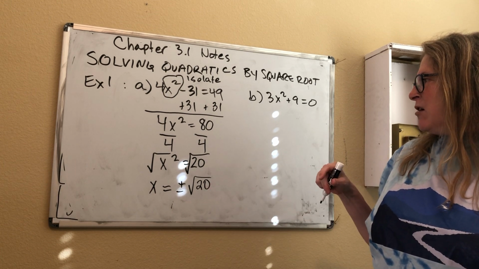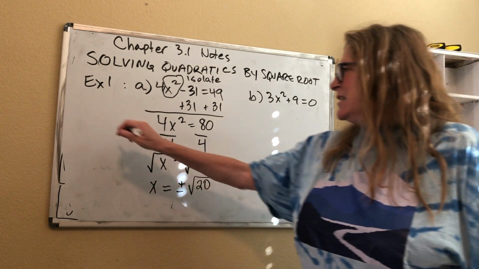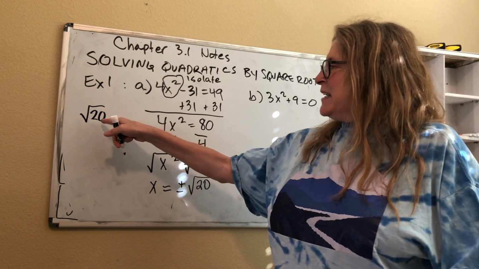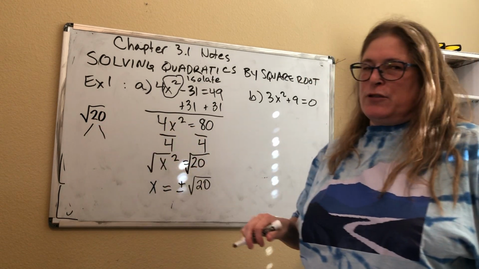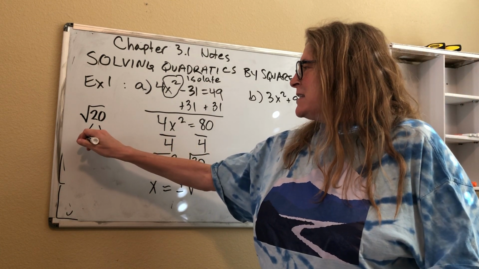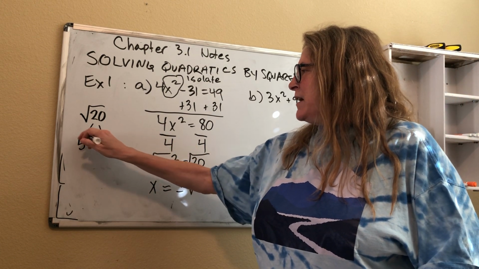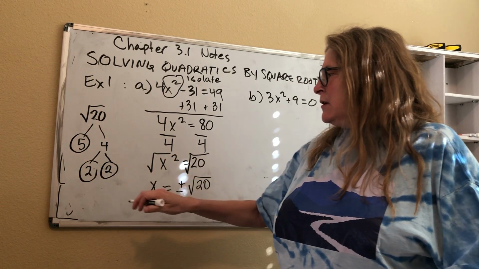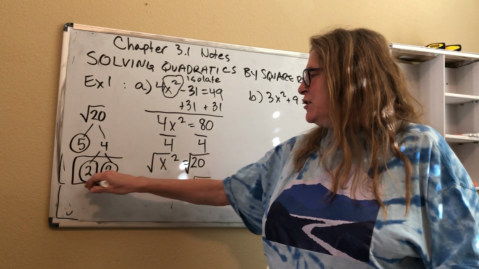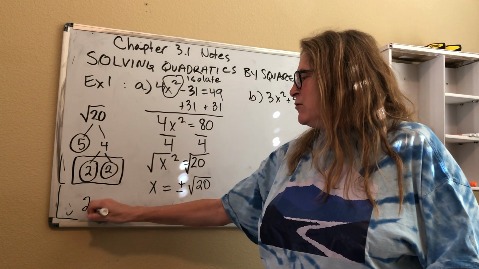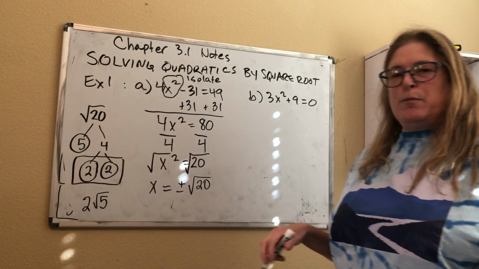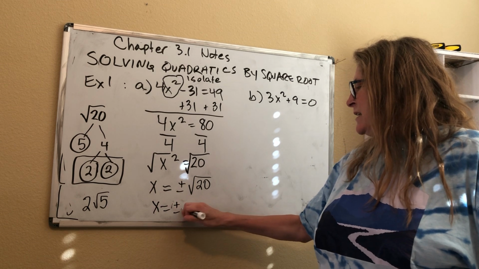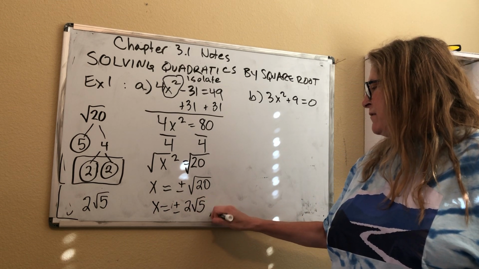Now, square root of 20 is not a perfect square. So what I need to do is simplify the square root of 20. I can do it one of two ways. I can either make a factor tree, which is probably what you learned before. I can say that's 5 times 4, right? 5 is prime. And then I can say it's 2 times 2, right? And if I take out a pair of 2's, it becomes a single 2 on the outside, and the 5 is alone on the inside. So here I get x is plus or minus 2 square root 5.